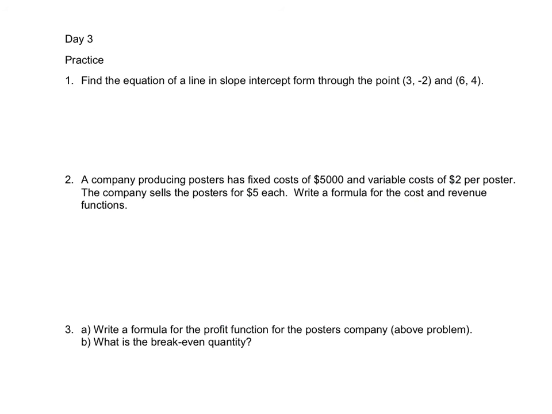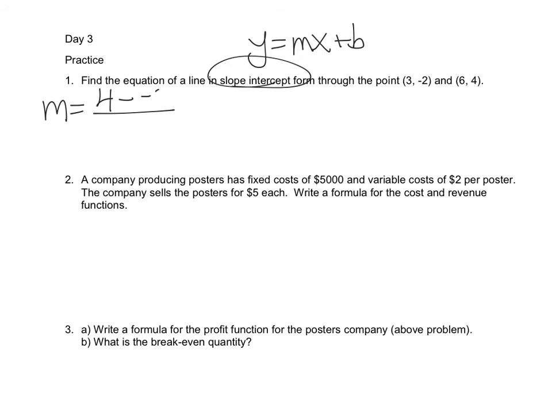Okay, so now for day 3, we need the slope of this between these 2 points, and slope-intercept form is that. So first let's find our slope. So we've got y2 minus y1, x2 minus x1. And that's a slope of 2.